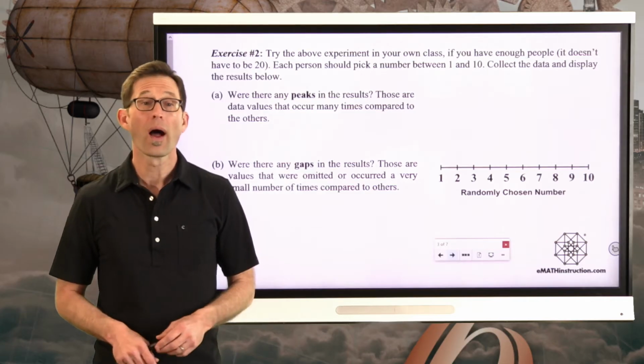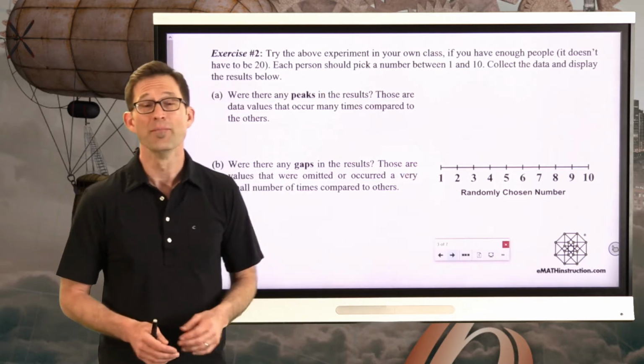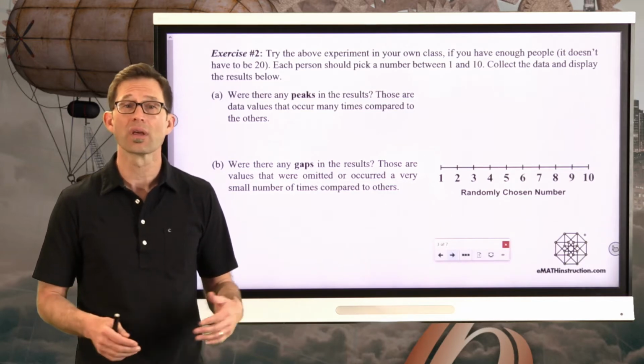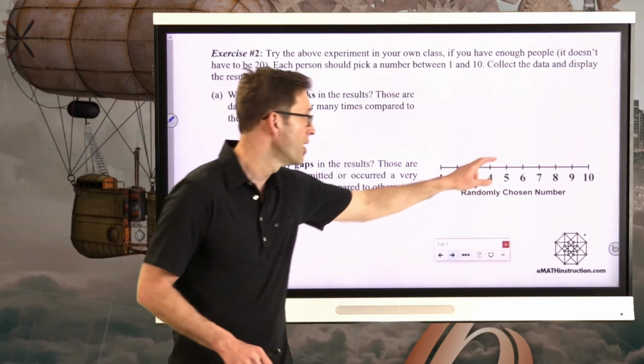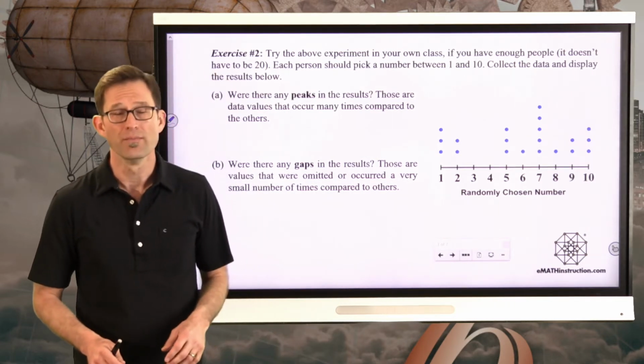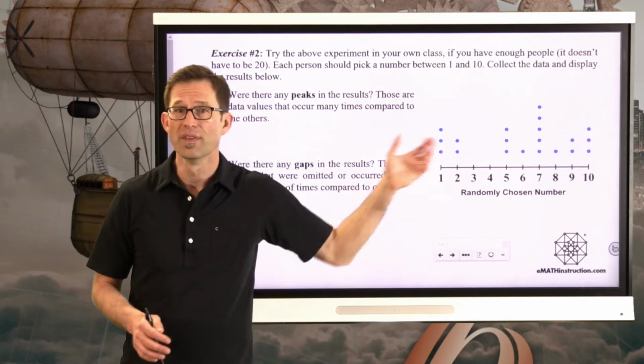All right, well, I know exactly what results you got, so I'm just gonna, actually I can't, right? There's no way for me to know what results you got. So what I did is I actually kind of simulated this myself, and these are the results that I got, okay? So when I asked 20 people to pick a number between 1 and 10, this is what we got.